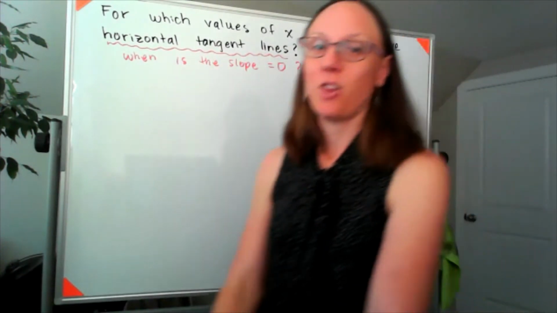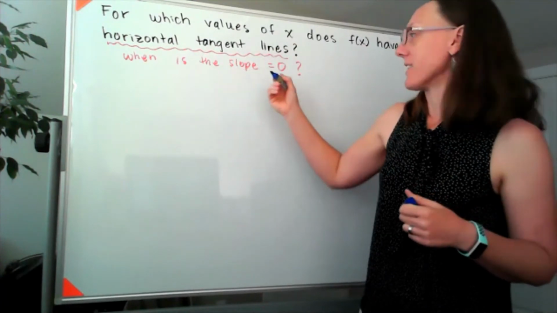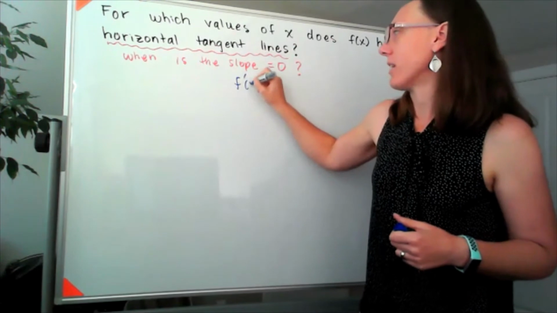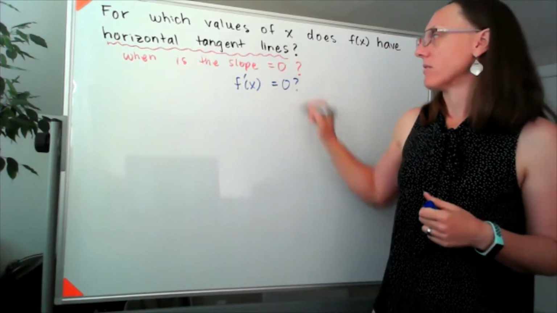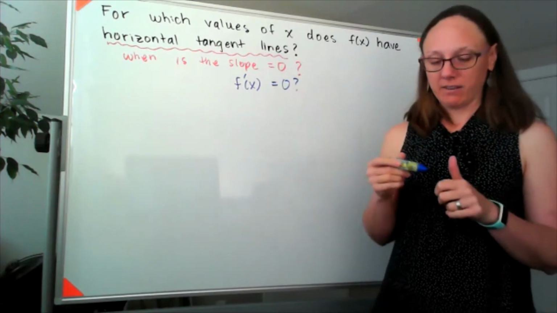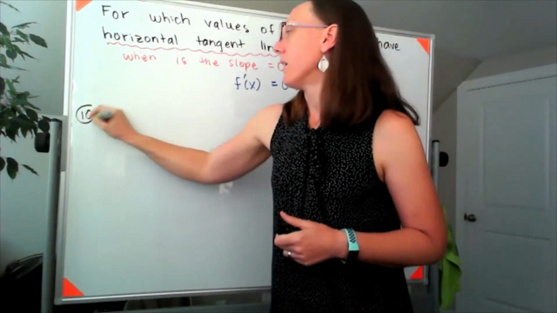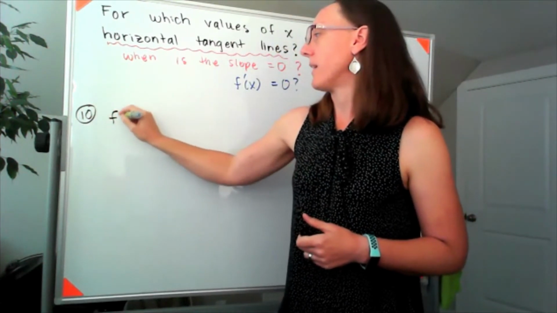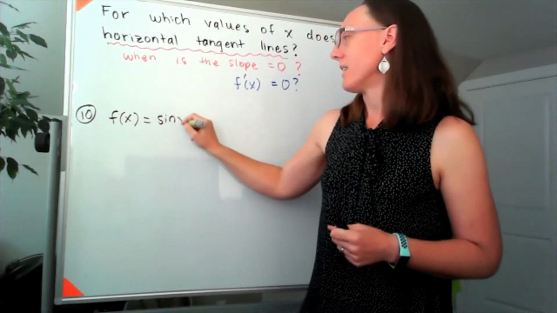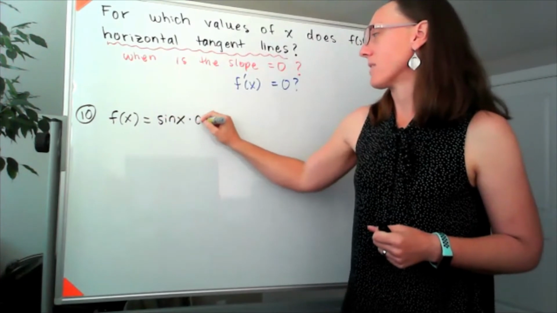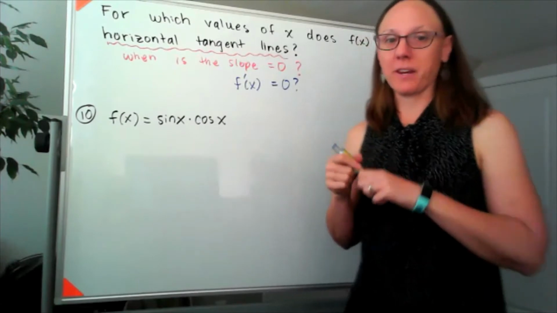If we're talking about the slope being equal to 0, then calculus style, the way that we find the slope is to take the derivative. So we're looking for where the derivative is equal to 0. And I know I didn't give us a function yet, so let me give us a function. My function, I'm going to make f of x equal to sine of x times cosine of x. We got two things being multiplied together, right?